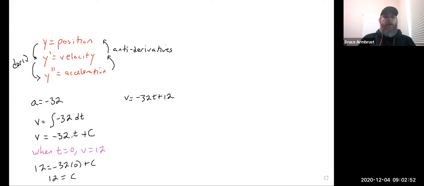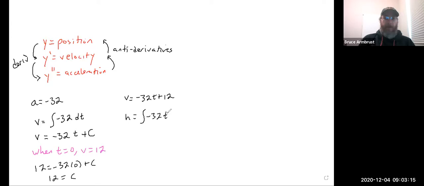All right, so we were actually able to figure out the exact velocity because we knew something about velocity. All right, so there's our velocity. So now let's get our position. And we're going to get our position by doing the exact same thing.